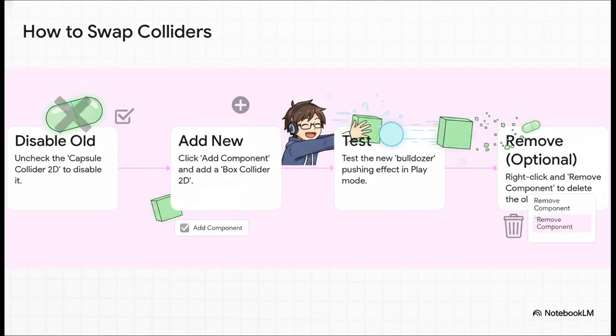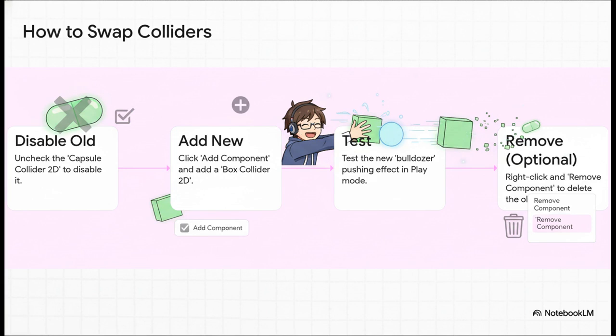In the inspector, find that Capsule Collider 2D component. Now here's a super useful trick for when you're experimenting. You don't have to delete the old component. You can just disable it by unchecking the little box in its top left corner. The component is still there, just turned off for now. Okay, with that disabled, click Add Component and add a Box Collider 2D. You'll see the green outline instantly change from a capsule to a box.